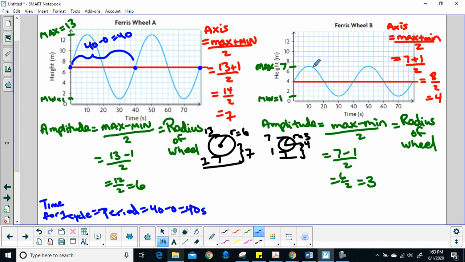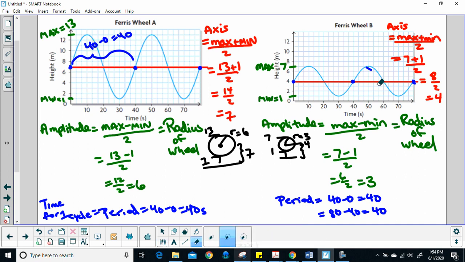How about over here? Let's see. There's where I start. Let's go across. Oh, 40. Up and down and, oh, 40. So they both have the same period. It's equal to 40 minus 0, which is 40. I could have done it from here to there. So that would have been 80 minus 40. Still gives me 40. So that's pretty exciting.